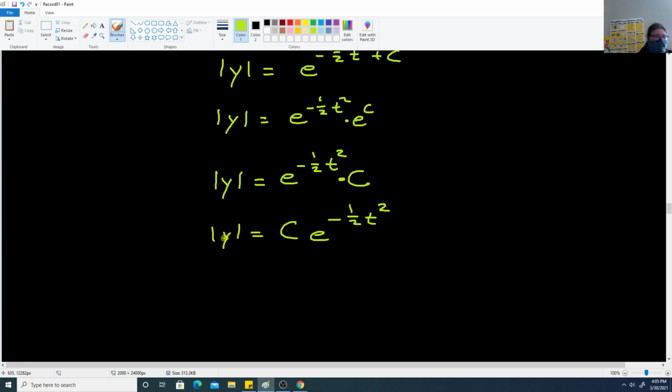And then when you want to get rid of the absolute value on the y, that would create a plus or minus over here. But since the constant could be positive or negative, we're just going to let the constant absorb the plus or minus from the absolute value of y. And we get this right here is our general solution at the moment. So here we have our general solution.